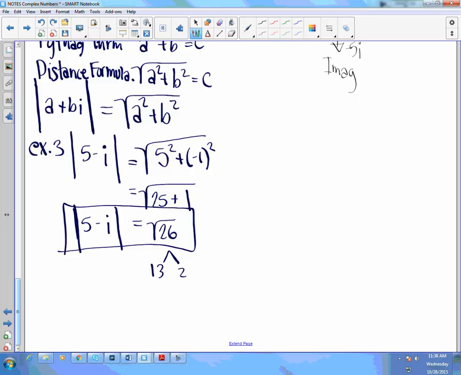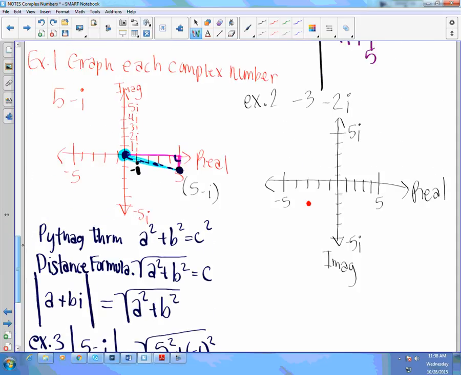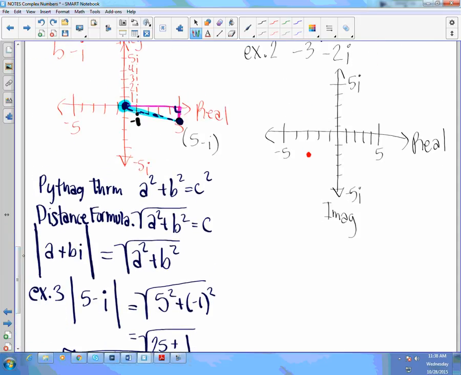Okay? And all it is is just finding the distance. We're going to do the same thing with the next one. When we're finding the absolute value of this point, we're actually finding its distance from what point? From 0, 0. And it creates the right triangle, right?